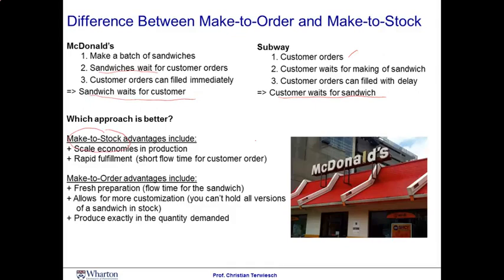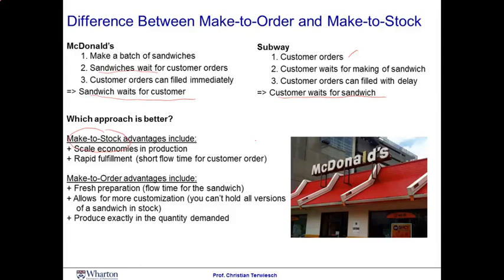The main advantage of make to stock is that it allows for scale economies in production. You're going to produce 20 hamburgers in a row. The second advantage of it is it also allows for a short flow time for the customer order. Now notice that you have a longer flow time for the hamburger, but a short flow time for the customer order.